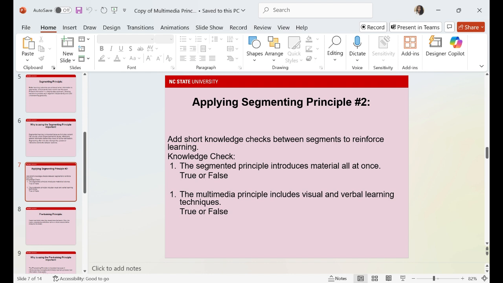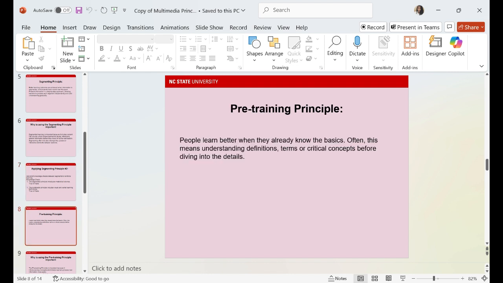This would be as we're learning about the four principles out of the 12 I want to talk about. I am making sure that you are learning and understanding along the way. We have the pre-training principle. People learn better when they already know the basics. Often, this means understanding definitions, terms, or critical concepts before diving into the details.